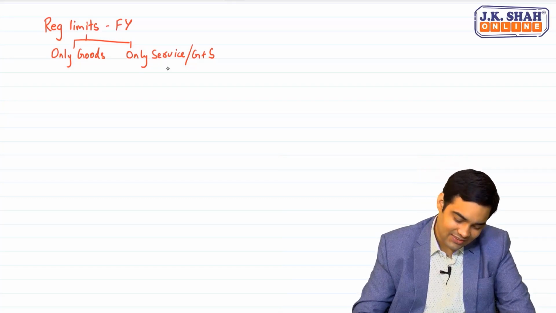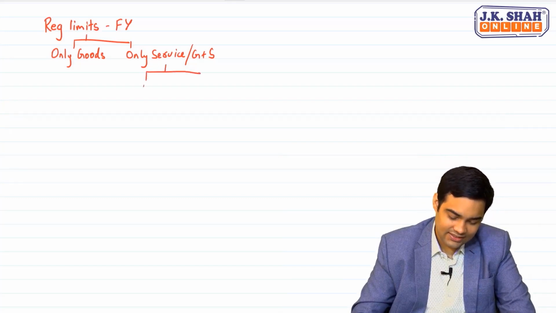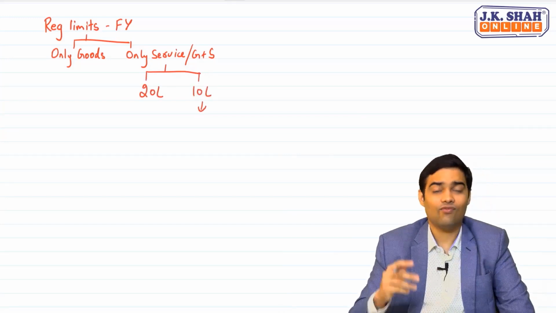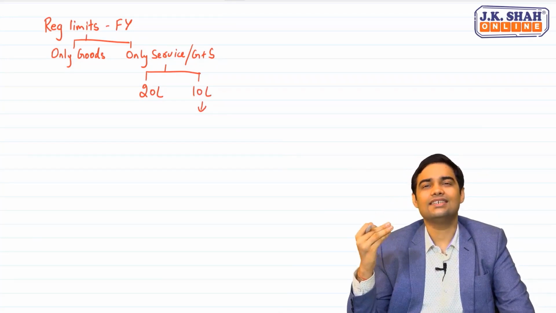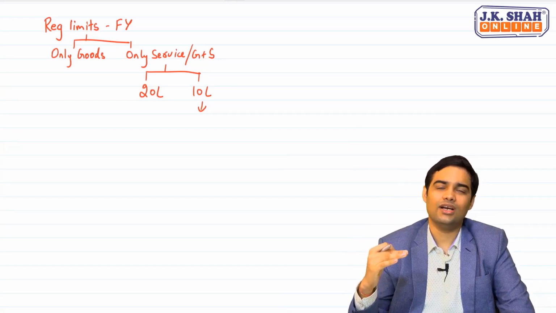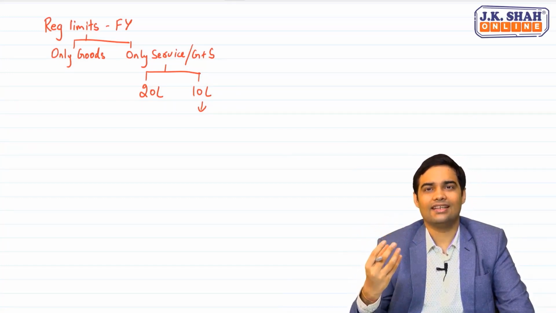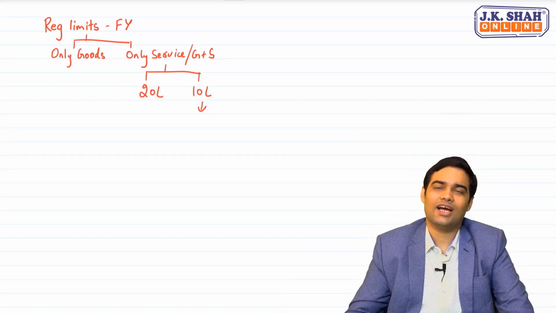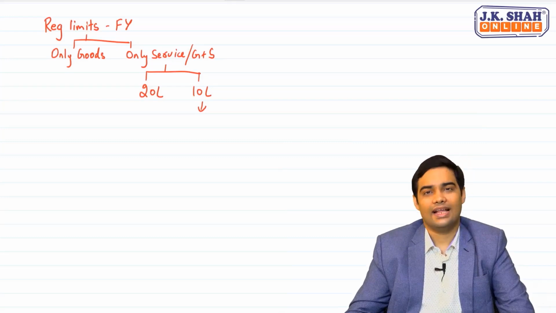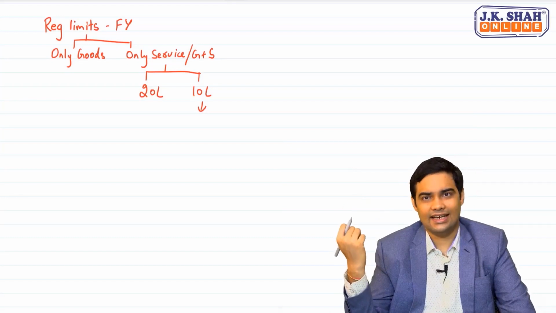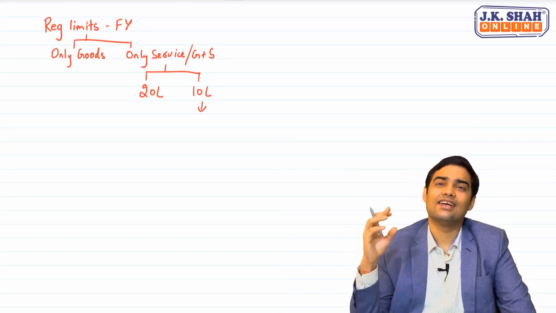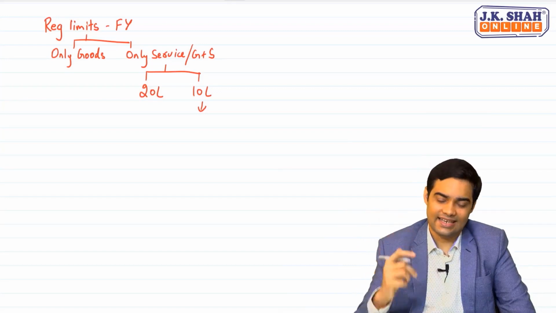If it is only services or goods plus services, then the registration limit is 20 lakh for all states, but for 4 states, it would be 10 lakh. These 4 states have kept the registration limit lower. The government felt that if the registration limit is kept higher, then the tax collection of these states would come down drastically. That's why for these 4 states, it is kept as 10 lakh. Now, which are these 4 states where the registration limit is only 10 lakh?